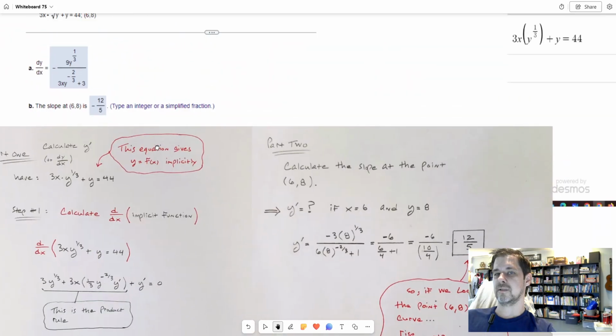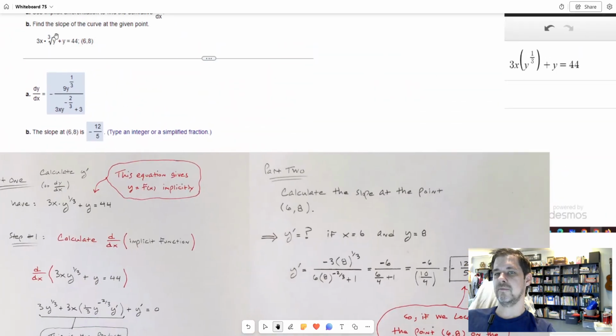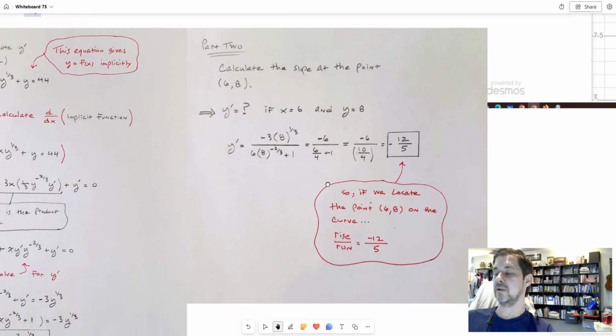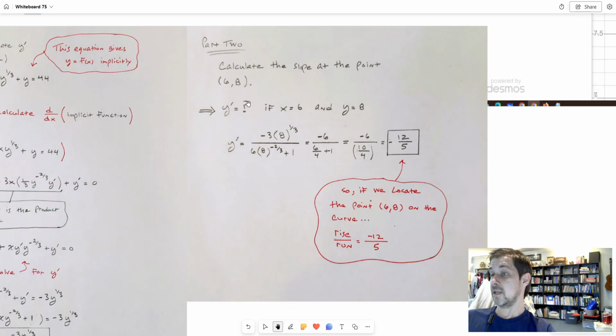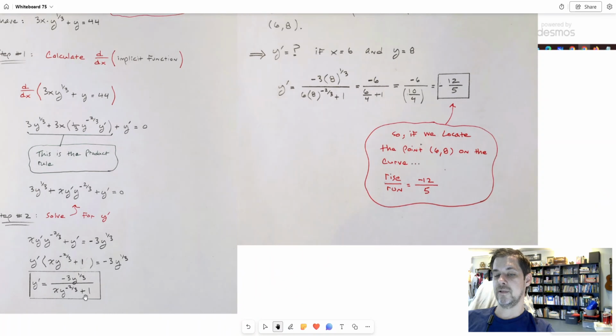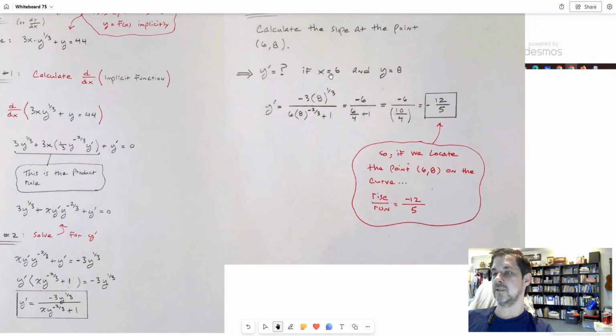What's the second part? It says, what's the slope of this curve at that point 6 and 8? Well, another way to phrase that question is to say this: y prime equals what if x is 6 and y is 8? You could think of it like that if you wanted to. So I take my formula for y prime, which you see there, negative 3y to the 1/3 power over x times y to the negative 2/3 power plus 1. And I put 6 for x and 8 for y, which would look like that.